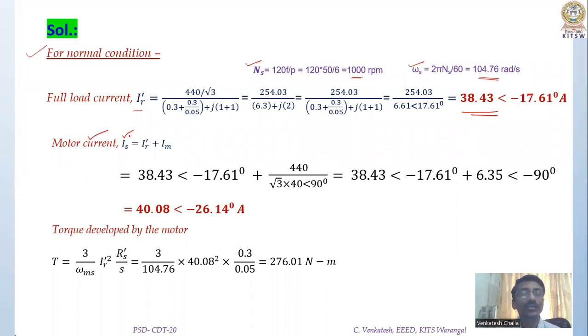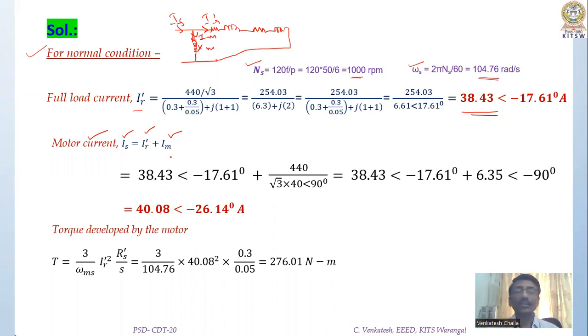So what is the motor current? That is nothing but the stator current, which is the rotor current IR'. As XM is given in the problem, we have to calculate the magnetizing current also, because the induction motor equivalent circuit will have XM in parallel, like this, with the stator impedance and rotor impedance. So this we have found, that is IR'. Let this current be IM.